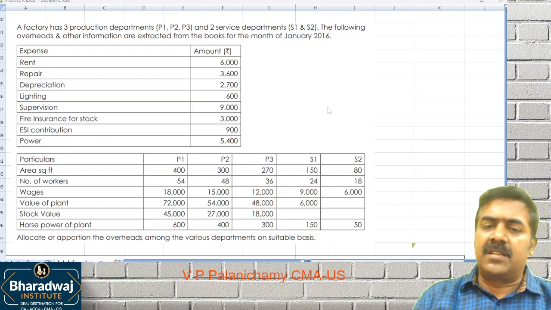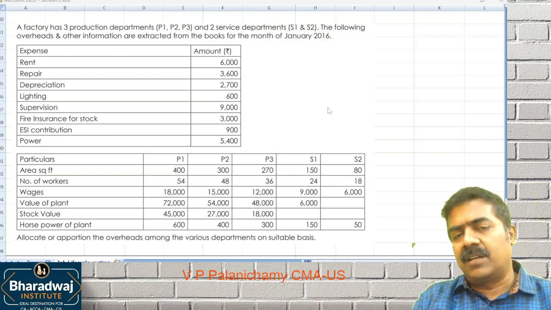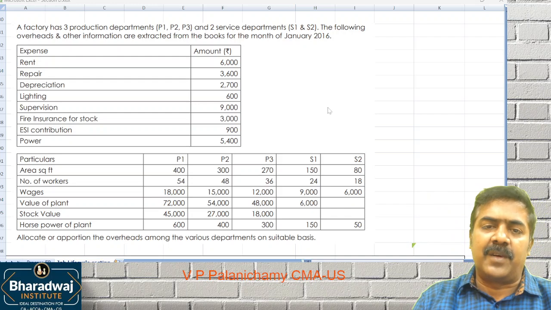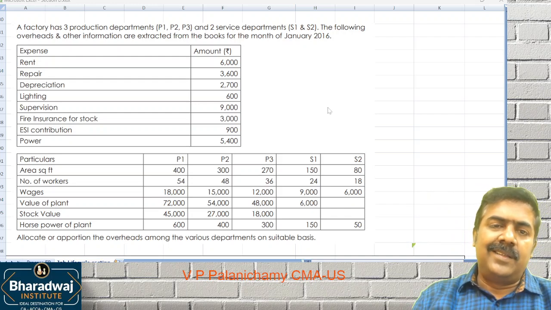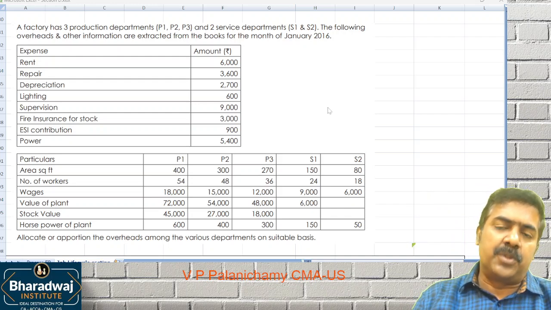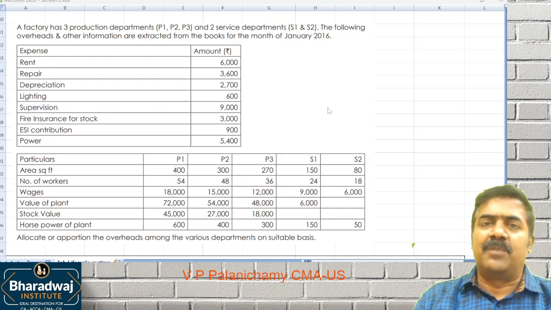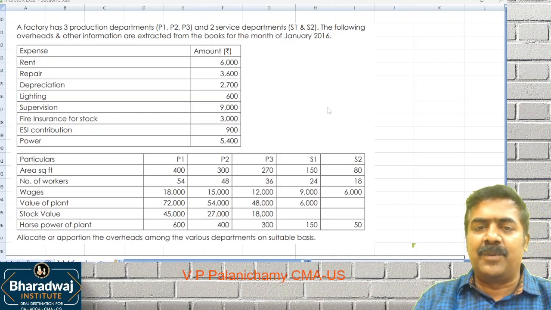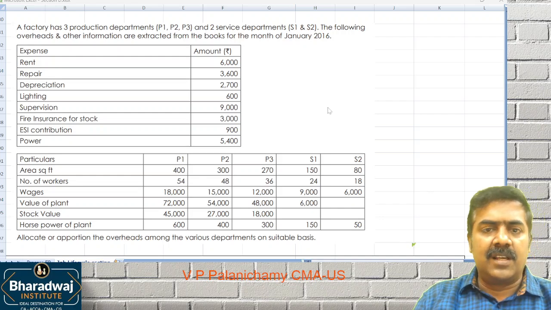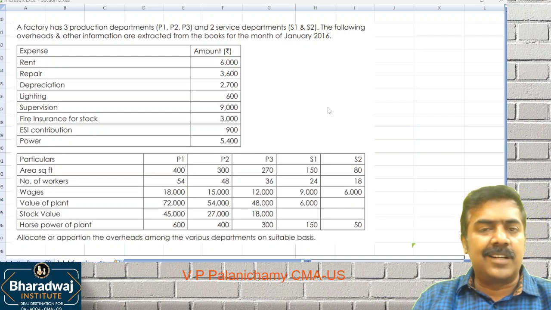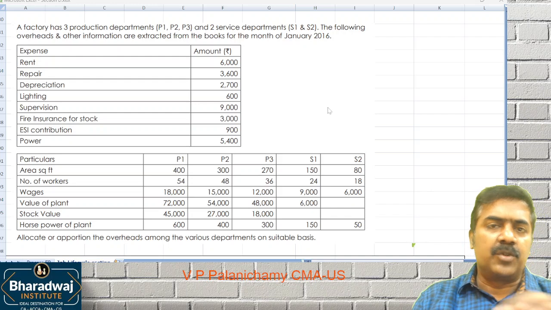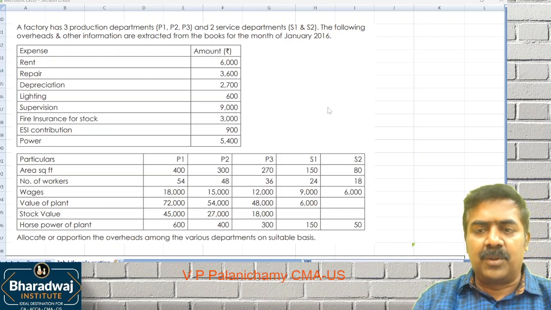Fire insurance on stock. You insure the stock, so insurance premium is based on which value? Stock value. ESI, employee state insurance contribution, is based on which one? Wages. Wages into some 5%, 10% like that they contribute. A portion based on wages. Power based on which one? Horsepower of machine. So apportion this and tell me the total cost.